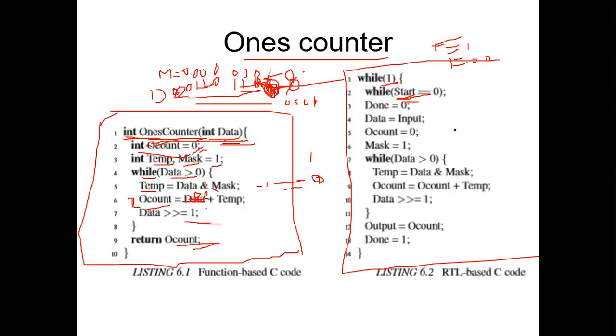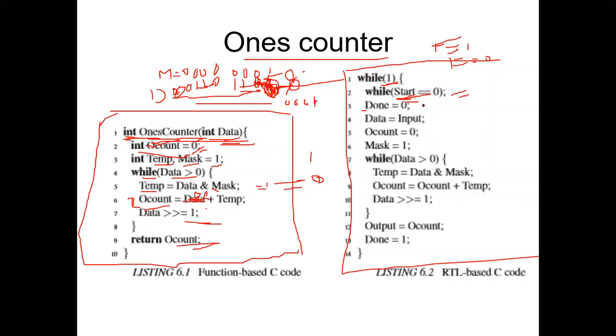When start is made 1, that means when you give the start signal, then this condition check will give a false statement. It is checking whether start is equal to 0. Right now start is 1. So this condition check gives false. This condition is not satisfied. That means this loop will be exited. That means it will come here.